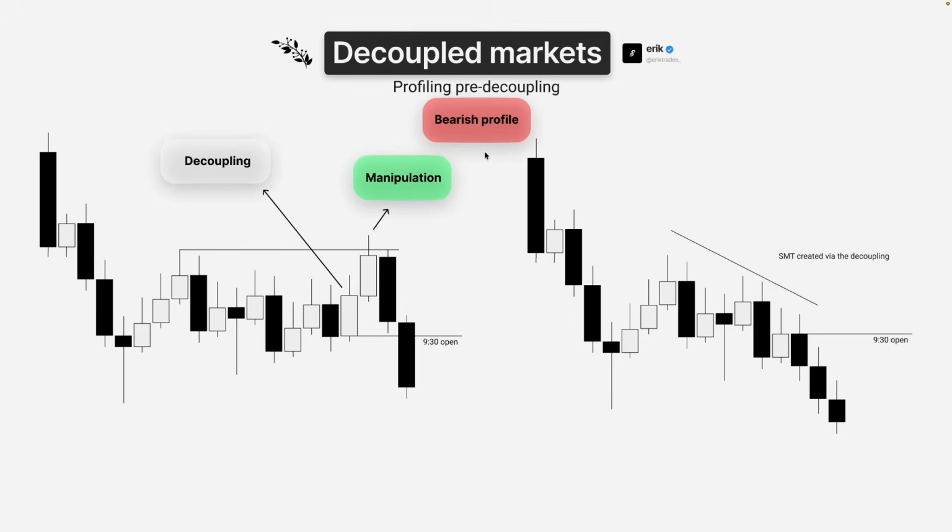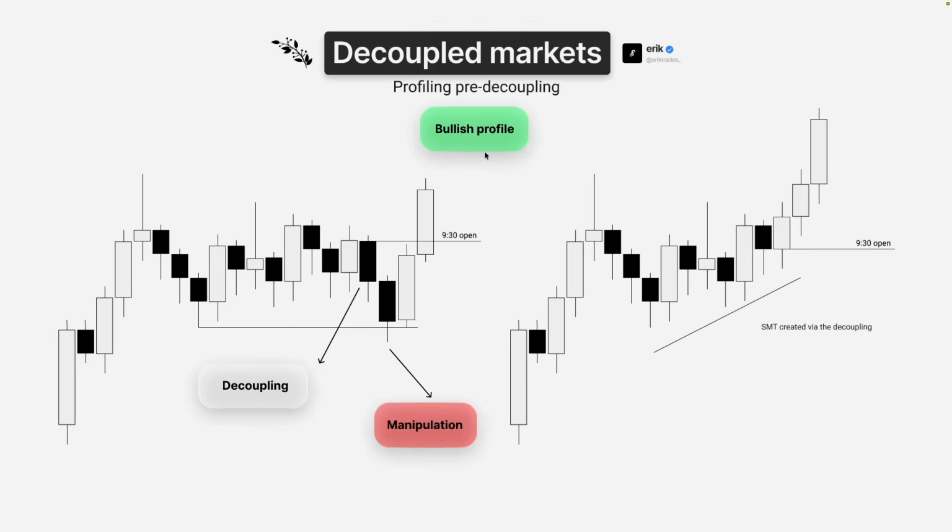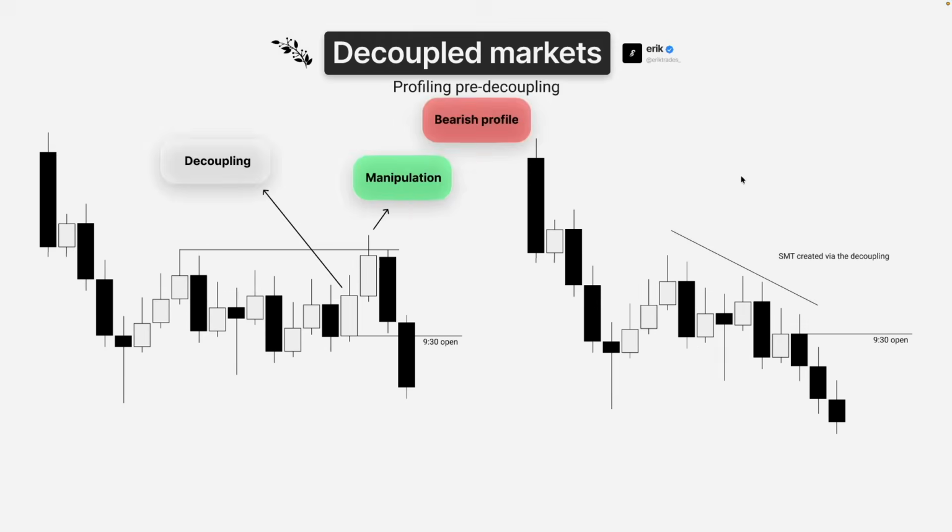Compared to this, this is a bearish profile, and this is a bullish profile. I know the market's going higher, so I know that this is a manipulation before we even manipulate it. In fact, before 9:30, I might be like, okay, I want price to manipulate this also, so we can go higher.